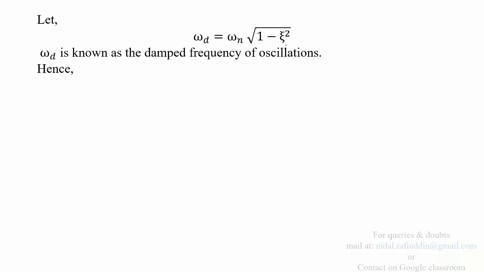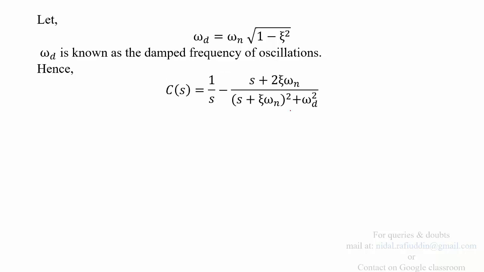What does that mean? It means that zeta can only be 0 if you somehow remove the elements which are responsible for damping, like a resistor in an electrical network and a dashpot in a mechanical system. If you don't have any dashpot or resistor, zeta will be 0, and you will not have any damping, and thus the damped frequency of oscillation will in fact be nothing but the natural frequency of oscillation. In that case the system will keep on oscillating indefinitely.